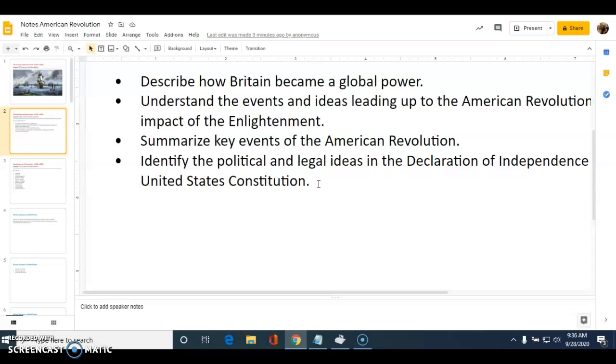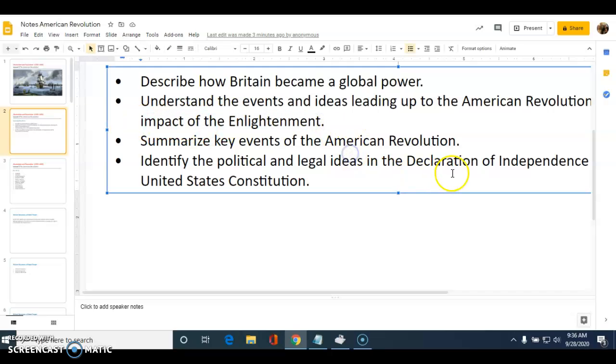We did an activity yesterday that talked about the Declaration of Independence and this part right here, how the Enlightenment really played a role in the Declaration of Independence, and you'll also see how it plays a huge role in the development of the United States Constitution.